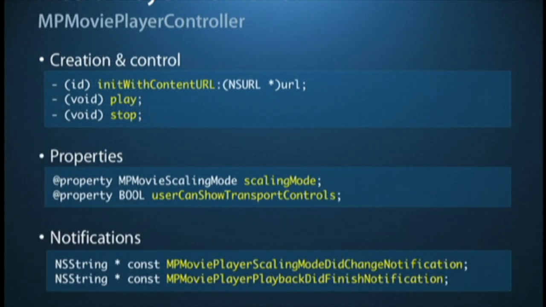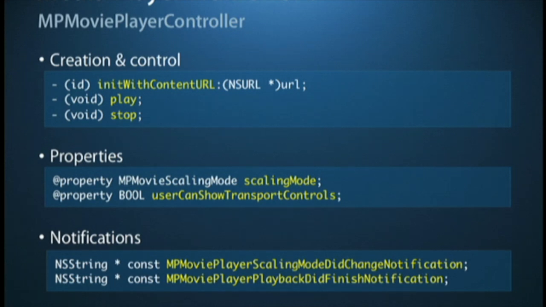Now let's look at the API for the movie player controller. You initialize the object by passing a URL to a movie file, and you have methods to play and stop the movie. These properties are the ways to set the scaling mode and enable the transport controls. Then we have these notifications. If the transport controls are visible and the user picks a different scaling mode, you can get a notification for that.